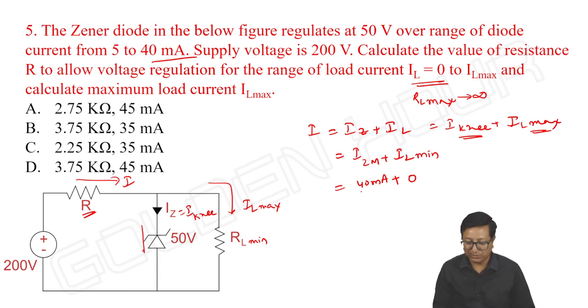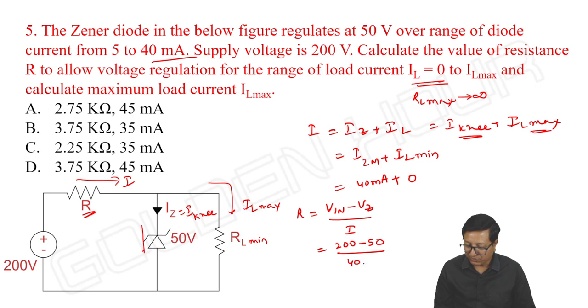Okay, so we got the value of I. If that is the case, R is equal to (V in minus VZ) by I. The students may be having confusion, and as we are in the learning stage, I can write a few more steps, not an issue. (200 minus 50) by 40 milliampere. So it is 15 by 4. 15 by 4 means 3.75 kilo. 3.75, yes.